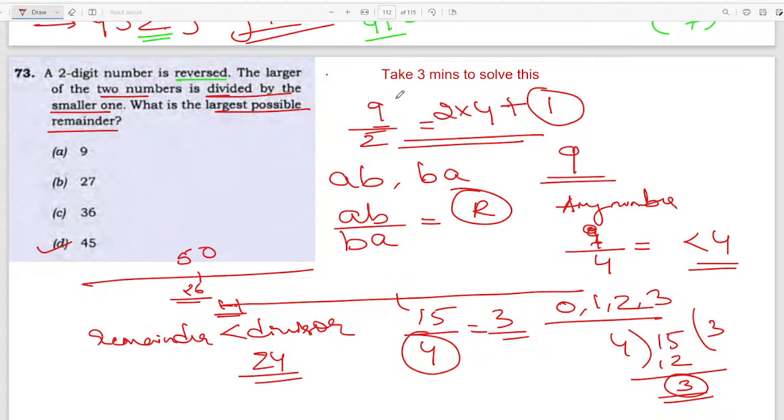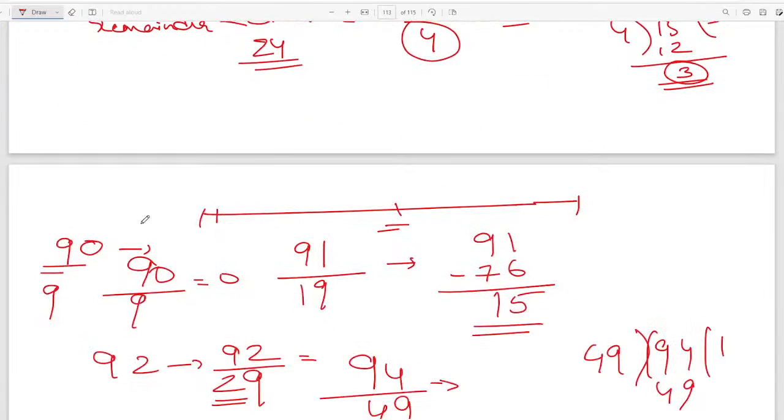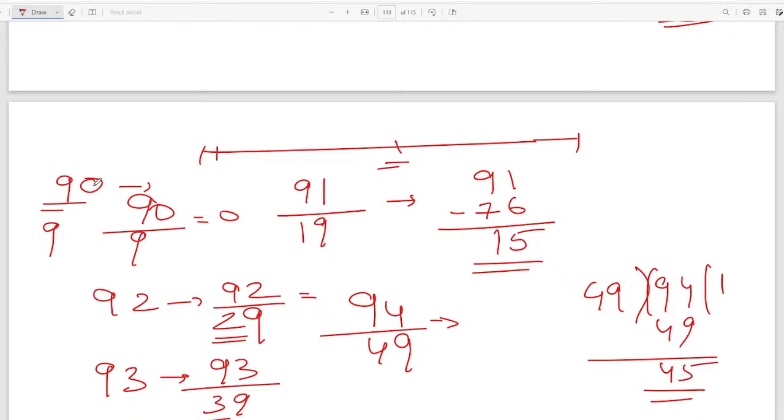So I started with 90, and then I started checking 90, 91, 92. When you reverse it, 90 became 09. And they have said that you have to divide the larger number by the smaller number. 90 divided by 9, the remainder is 0. Then I did 91 divided by 19 because I've reversed it. This gives you a remainder of 15.